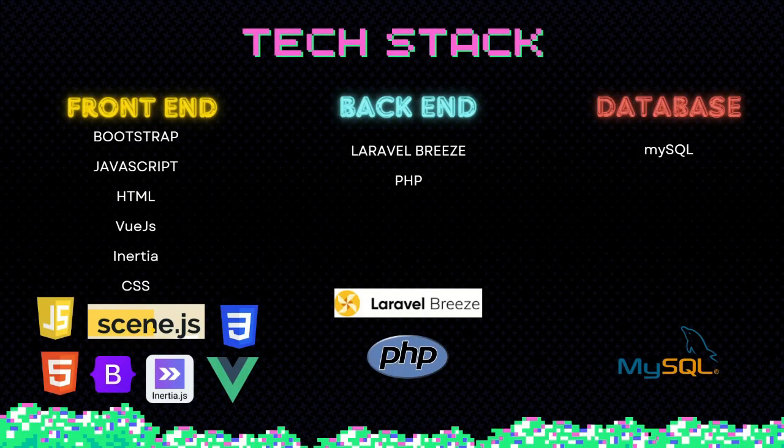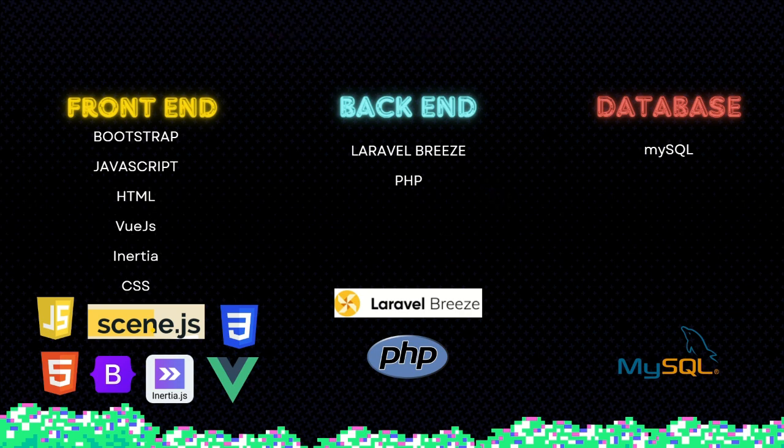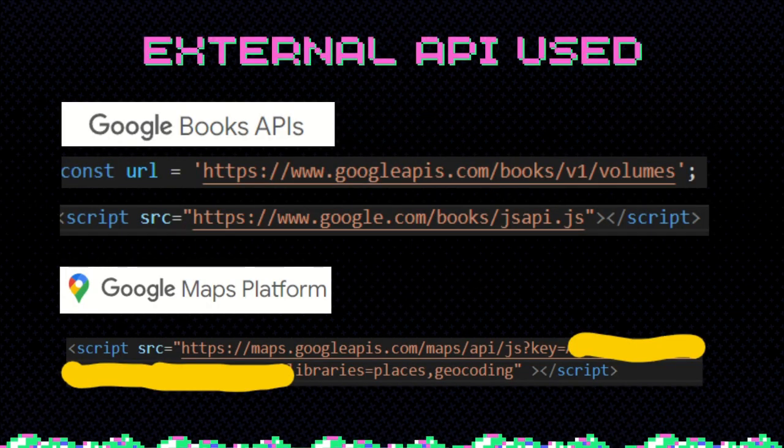Now let's review the tech framework and languages used. For the front end, we use Bootstrap, JavaScript, HTML, and CSS. For the back end, we use Laravel Breeze and PHP. For the database, we use MySQL. These are the external APIs used: we use the Google Books API and the Google Maps API as well.